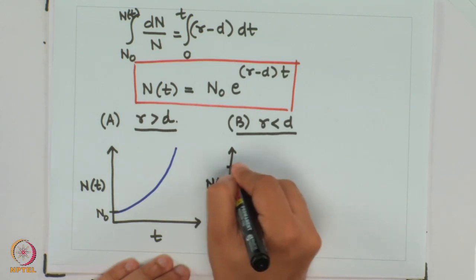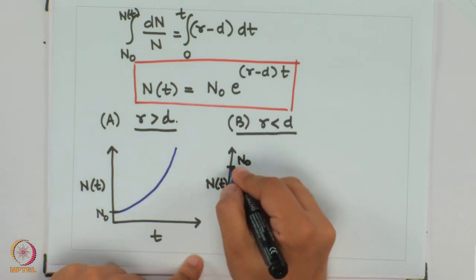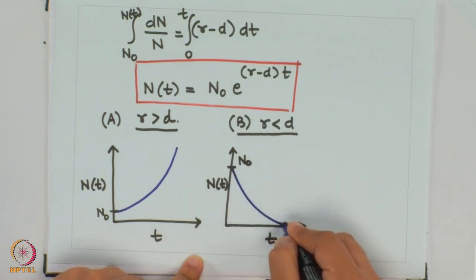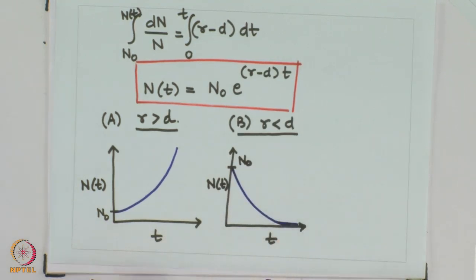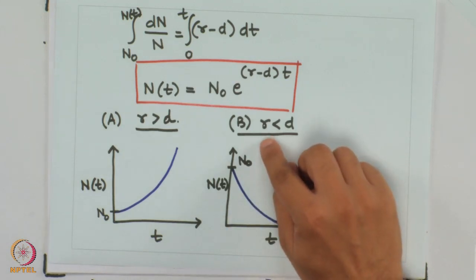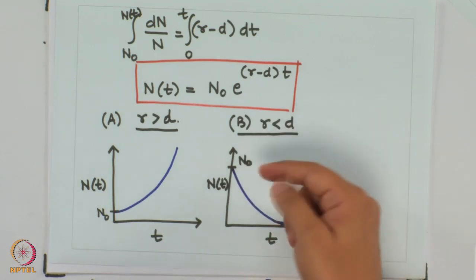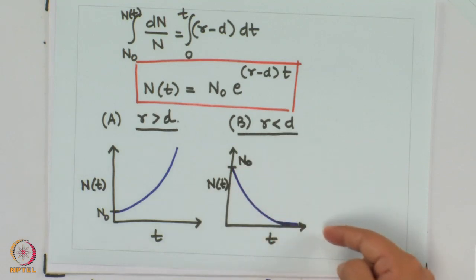So this is N(t), this is N naught, and if R is less than D, the actual number of bacteria with time are going to approach 0 in an exponential fashion. So these bacteria, because they are dying at a rate faster than the rate at which they are growing, it's only natural that because death is taking place faster than growth, the number of bacteria actually starts to come down and approach 0.